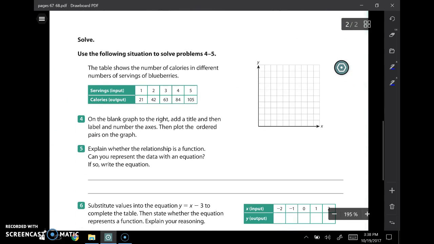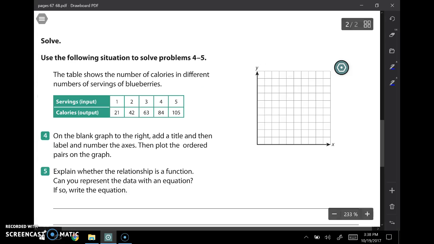Next one. Use the following situations to solve problems 4 and 5. The table shows the number of calories in different numbers of servings of blueberries. So if I have 1 serving of blueberries, I have 21 calories. 2 servings, I have 42 calories. 3 servings, I have 63. 4, 84, 5, 105. On the blank graph to the right, add a title and then label and number the axes. And then plot the ordered pairs. So kind of like what we practiced in class.